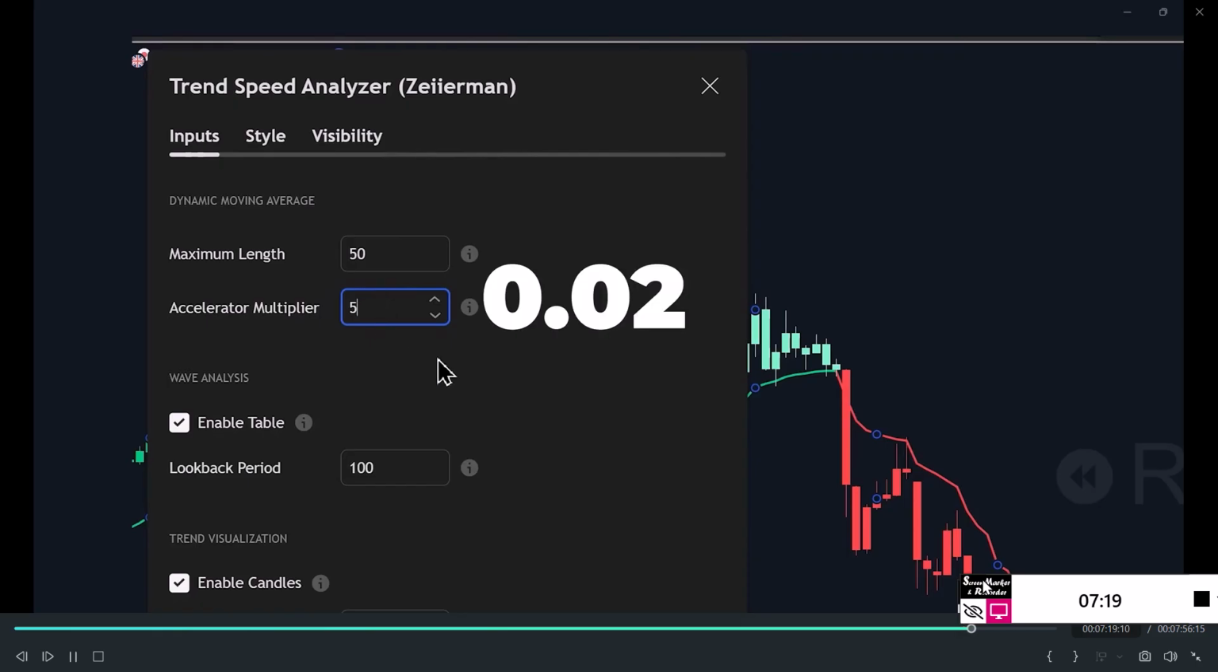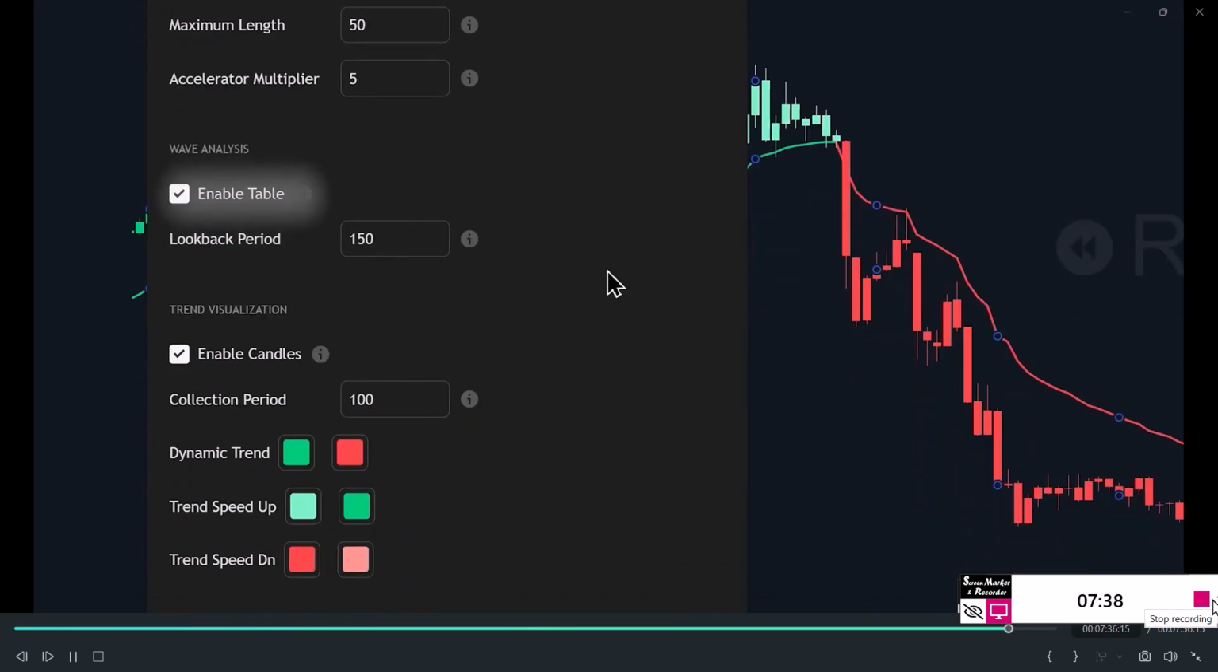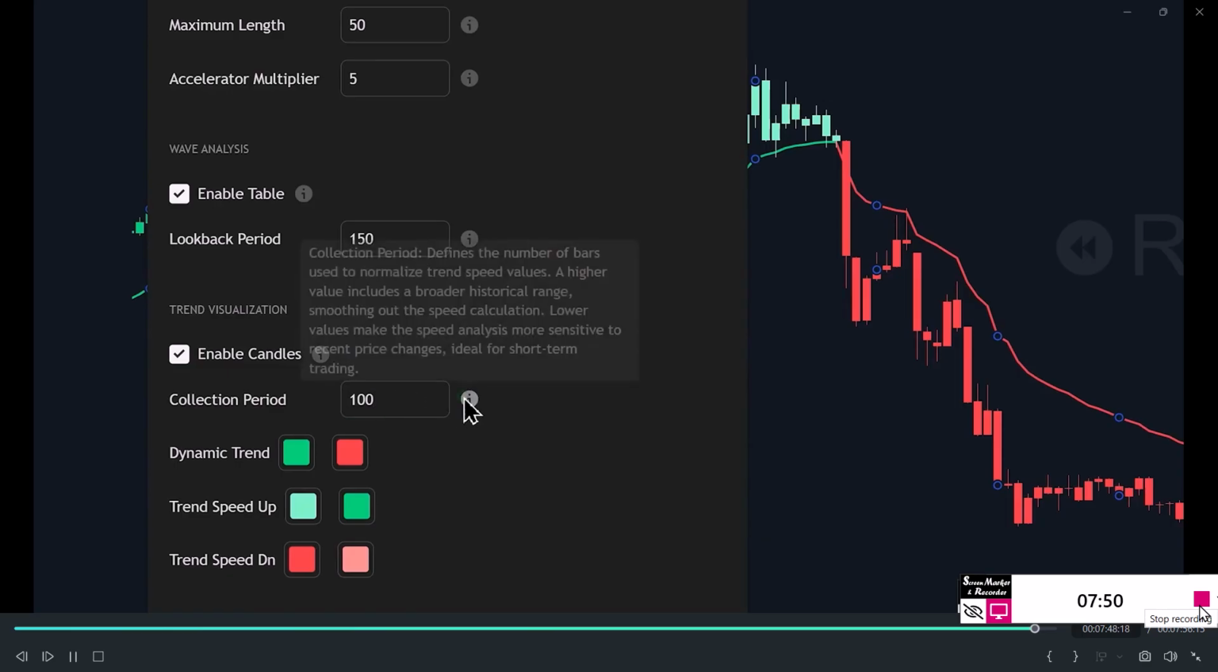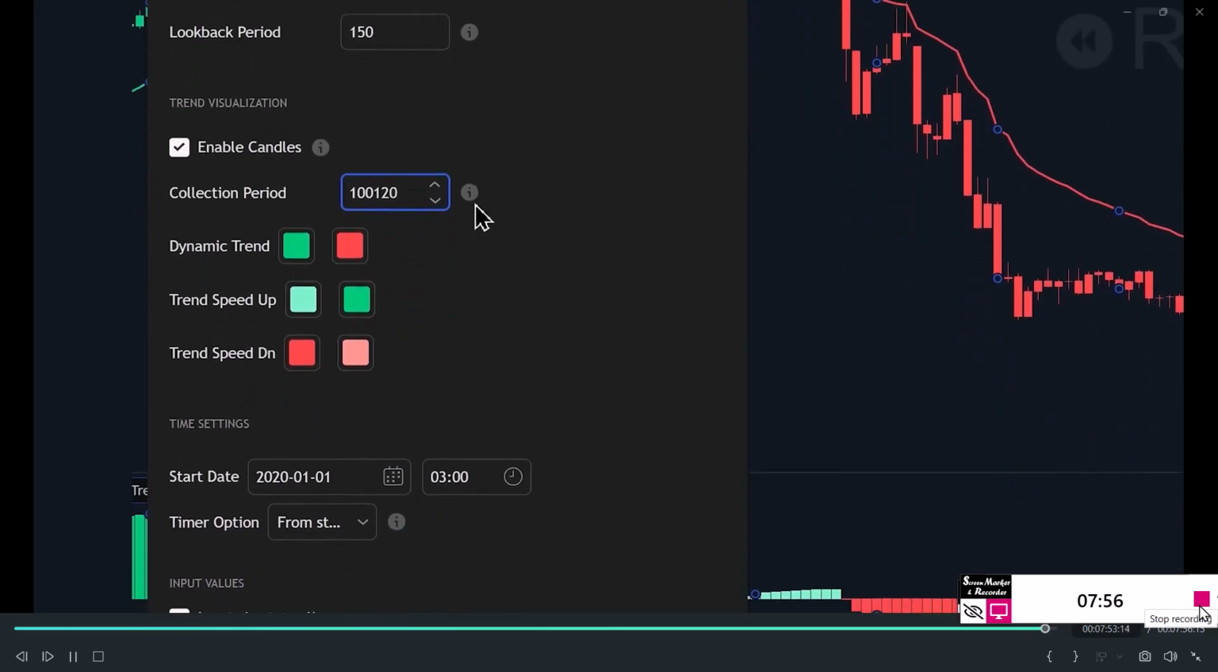A really important one is the look back period. This defines how far back the indicator looks to calculate all those wave statistics in the table. The default might be 100, but some traders find that increasing it to something like 150 can give a more stable baseline for comparison on many time frames. Of course, you've got toggles to enable the table if you want to see all those stats, and enable candles for the color-coded candlesticks. There's also a collection period setting which helps normalize the speed values, aiming for better accuracy across different market conditions. As always, these are just starting points, and you'll want to experiment to see what works best for your trading style and the market you're looking at.